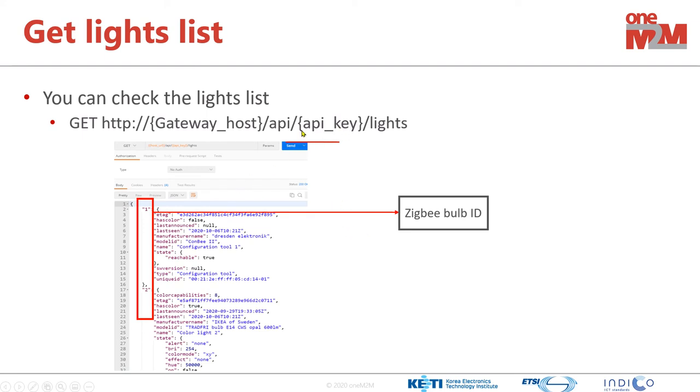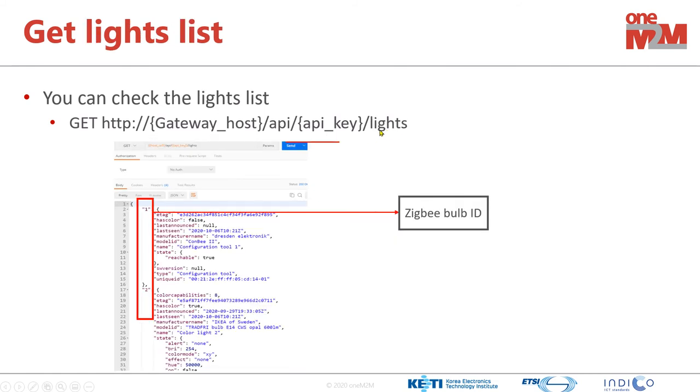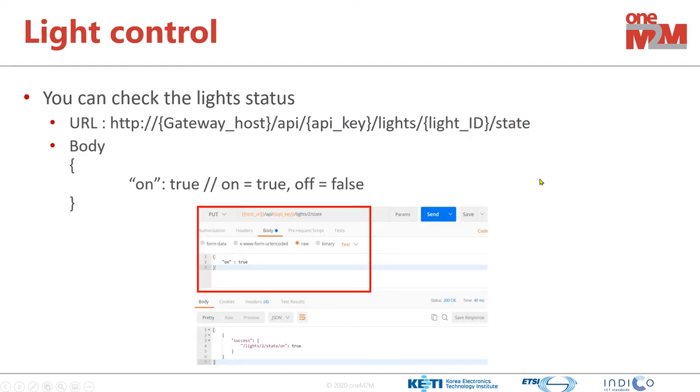And this is Deacon's, and lights are in a different URL, unlike the sensors. So for the lights, you can use this URL. For example, in this sample, we have two lights. To control the light, we still use the lights in the URL, and we put the light ID.